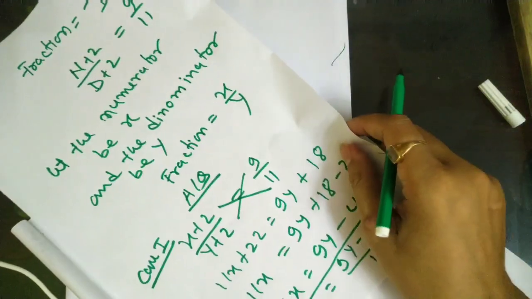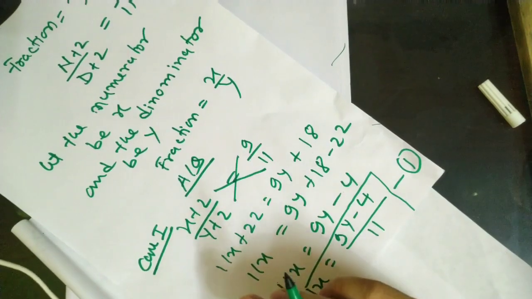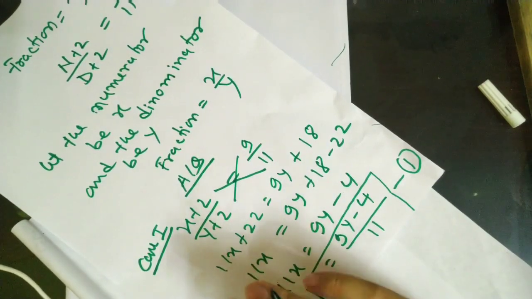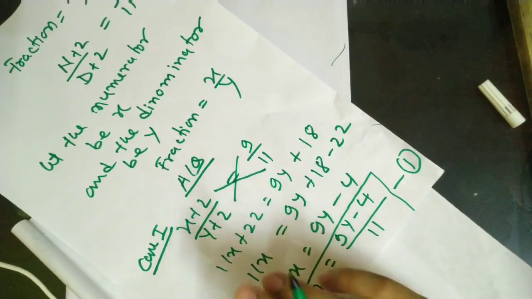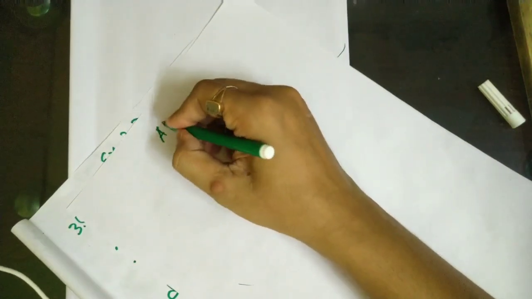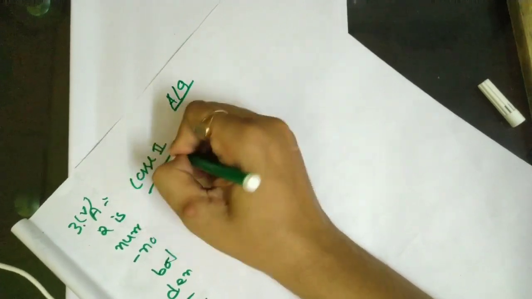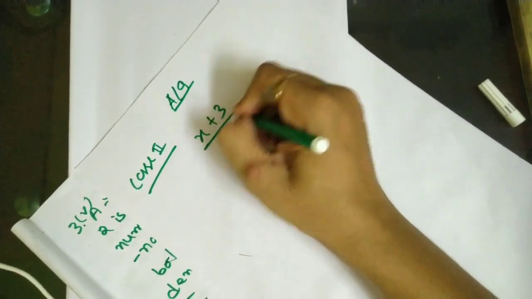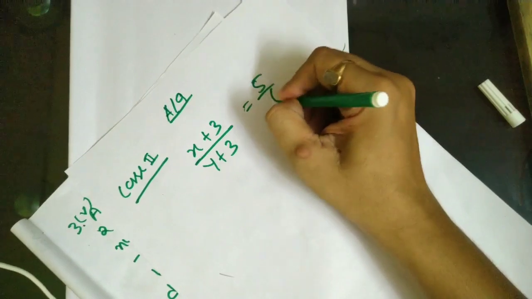In equation number 1, we added 2 to both the numerator and the denominator. Similarly, in equation number 2, in case 2, we have to add 3 to both the numerator and the denominator. Then the fraction will become 5 by 6.